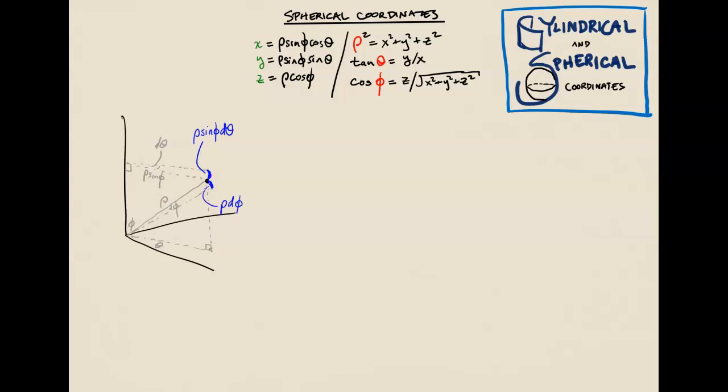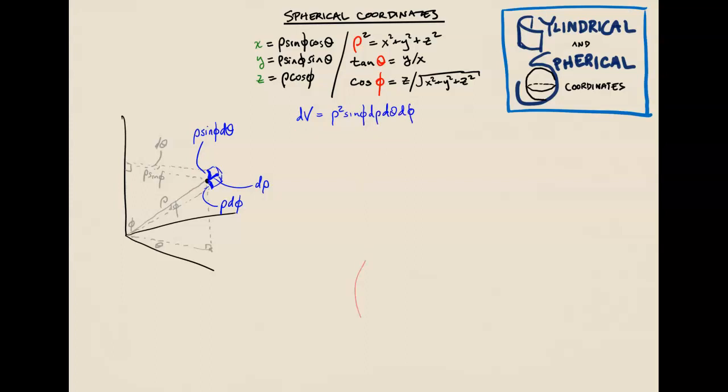Good. That gives us two adjacent edges on our little box. To get the third, all we have to do now is increase rho by an infinitesimal amount. And that's very easy to see. When we do it, the result will look like this. And those three adjacent edges generate a box that looks like this. This edge, of course, is d rho, and now I can write down an expression for the volume of that infinitesimal box. dV will be the product of these three dimensions, namely rho squared sine phi d rho d theta d phi.